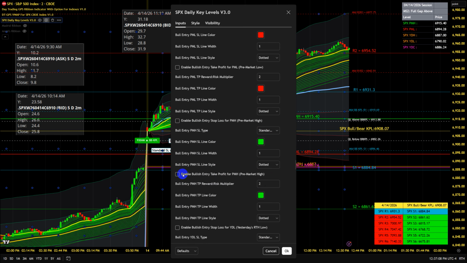And then if you want to use the reward risk multiplier to do your take profit, you can do it anywhere from the standard default of $2 of reward for each dollar of stop loss risk. Or if you want to do less than that, you can go down in 0.25 increments, or you can go above that in 0.25 increments all the way to 30.